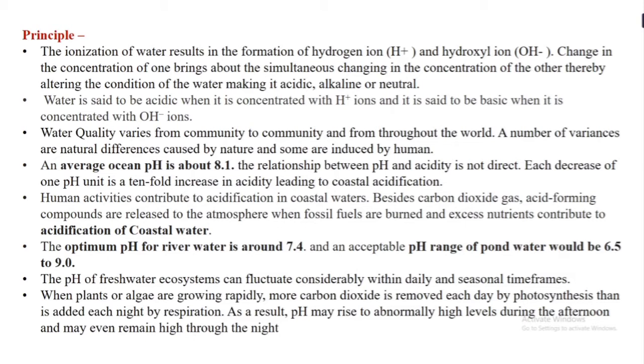Now, if we speak about the ocean water, the average ocean water pH is about 8.1. And the relationship between the pH and the acidity is not direct. Each decrease in 1 pH unit is a 10-fold increase in the acidity. And when we speak about the ocean water, this increase in acidity leads to coastal acidification.